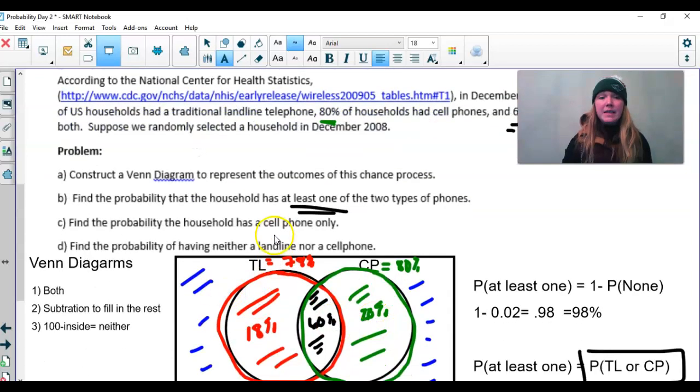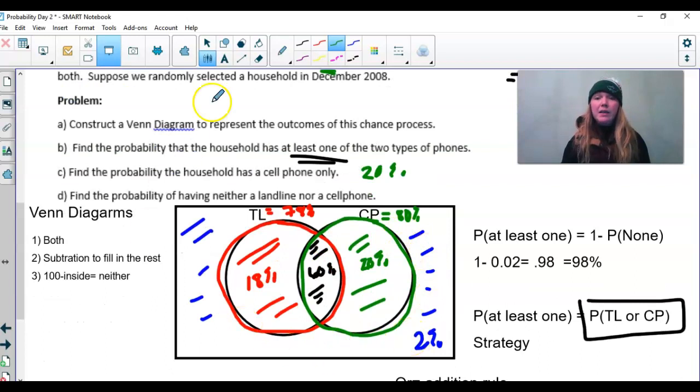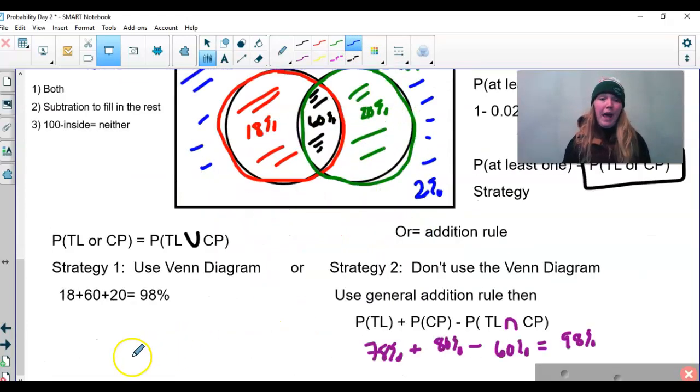Okay, part C says find the probability the household had a cell phone only. A cell phone only is right here at 20%. Find the probability of having neither landline nor cell phone. That's out here, this blue part, that's 2%. And the only work that has to be shown on this when you do these types of problems is the Venn diagram. And then if you would add them up together, you need to show that work as well.